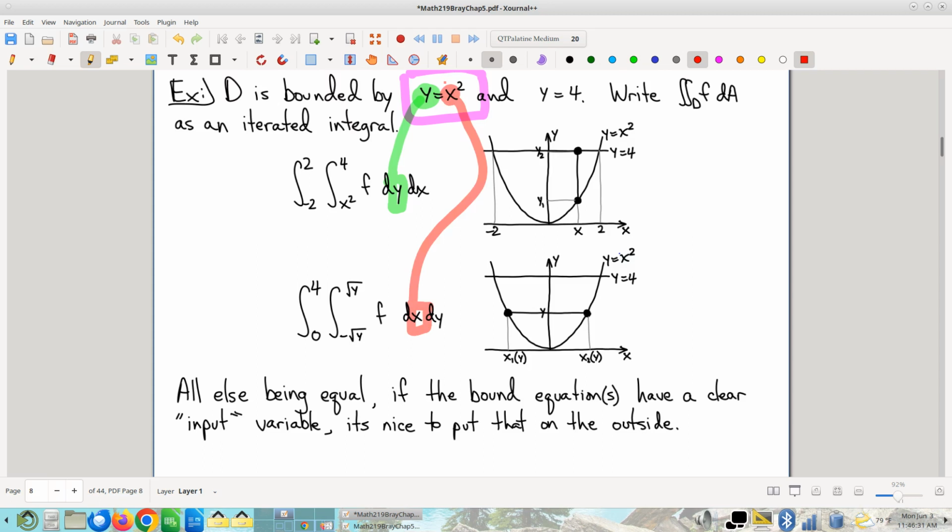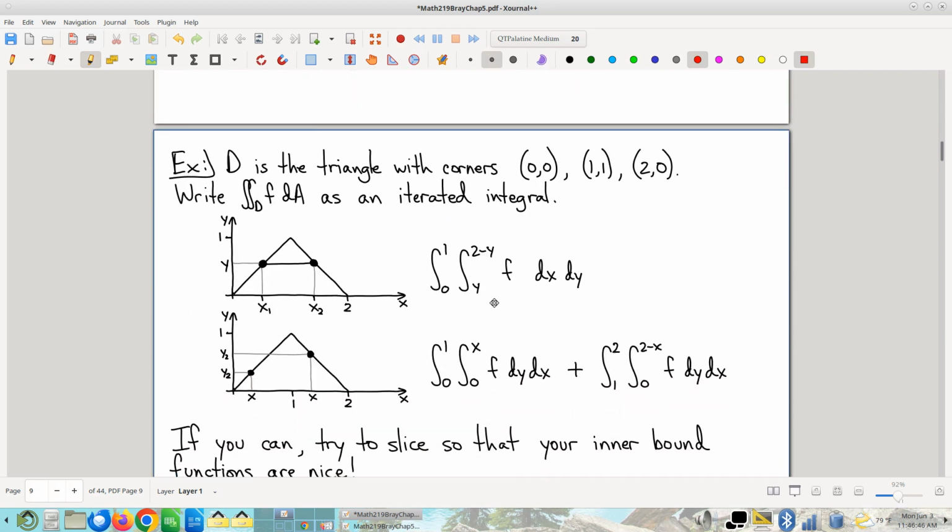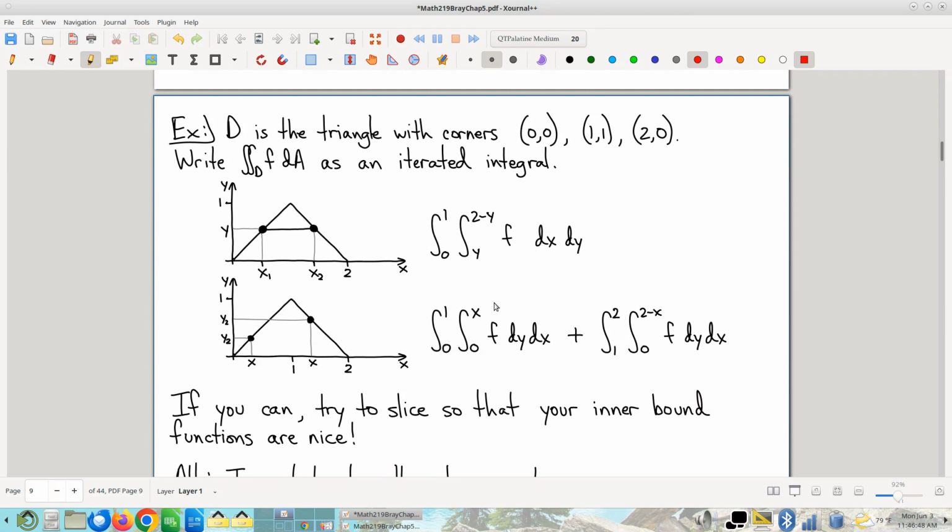Does that make sense? So think in terms of what's the input variable, what's the output variable. Try to put the input variable on the outside and the output variable on the inside to the extent that you can. Okay. All right. Nice little takeaway there. Another example.